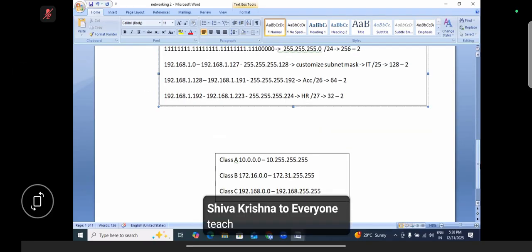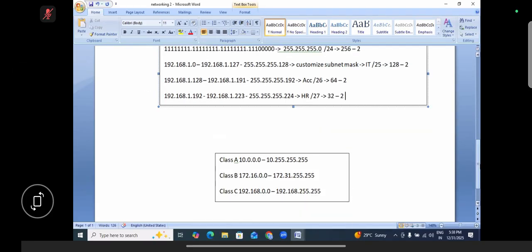ये सब कुछ पता नहीं है and VPC how you are deploying I'm unable to understand.